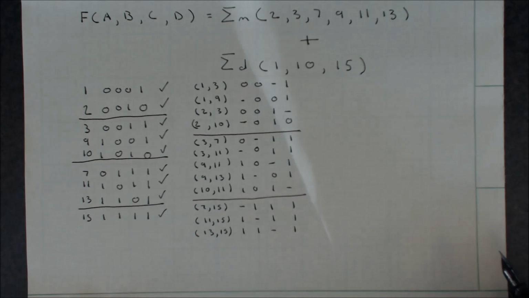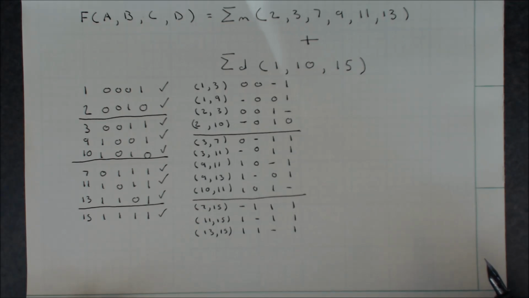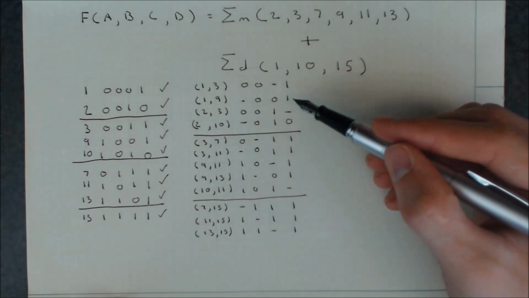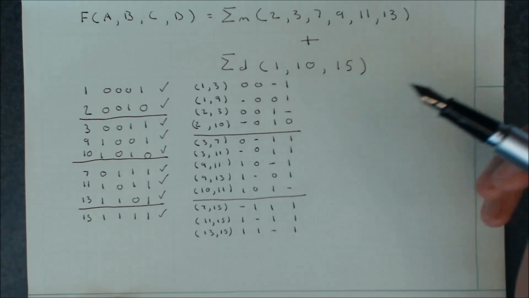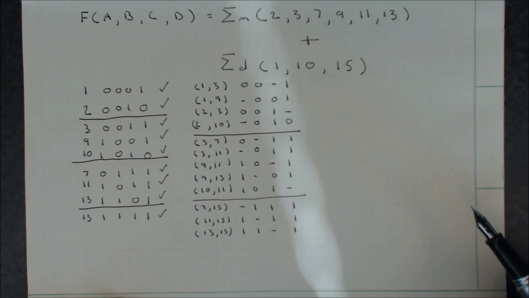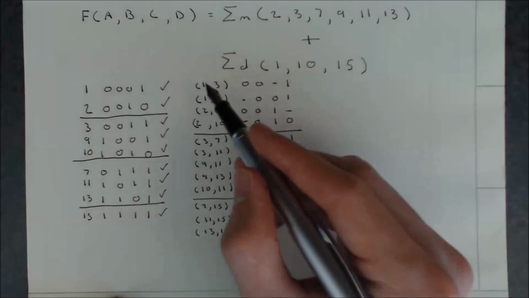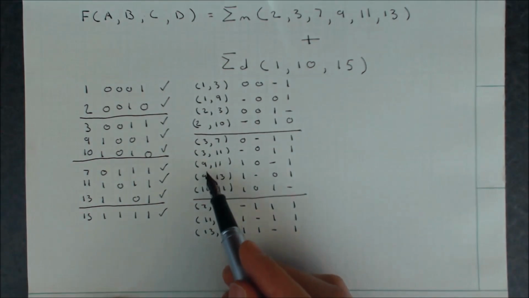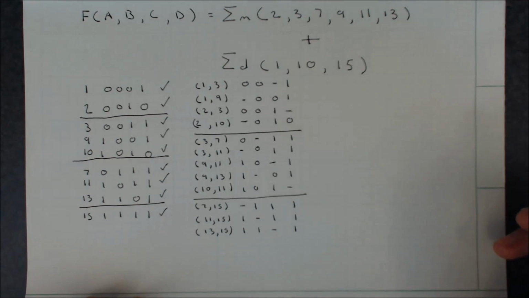Okay, so now we continue this process until we can't reduce the numbers any further. But in this case, it looks like we can combine these terms even more. So if we look between these two sets of rows, we see that we have a couple more matches that we can do. So 1, 3, 9, and 11 still have one bit of difference between them now that we've added that dash.